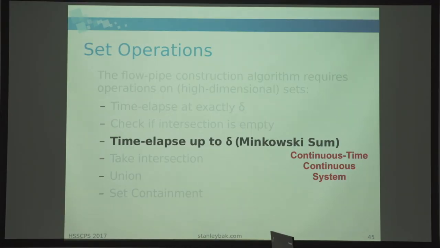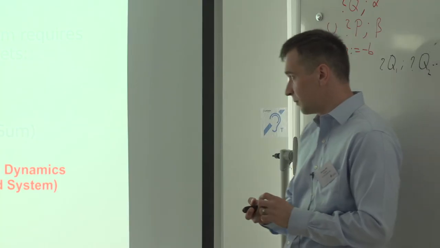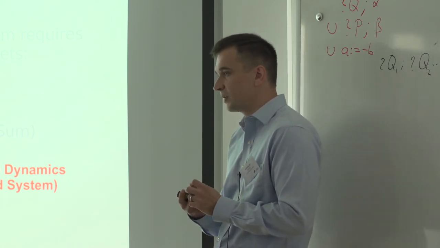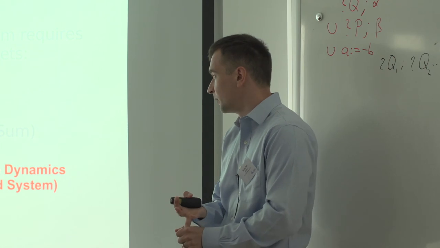If you're caring about continuous time, then you might need something like Minkowski sum, and I'll get into that later. It's sort of like a bloating. That's what it's used for in this case anyway. So you can take a set of states and bloat it. So then you can have continuous time, continuous systems. If you have really discrete systems, then you need to worry about how good is your representation for taking intersections? How good is it for doing a union operation?